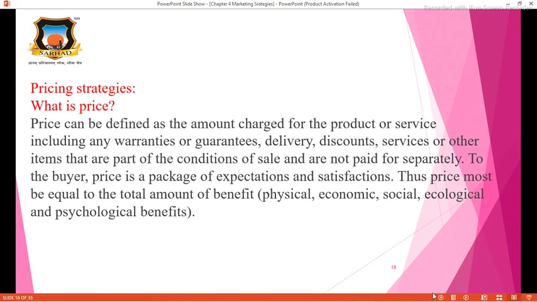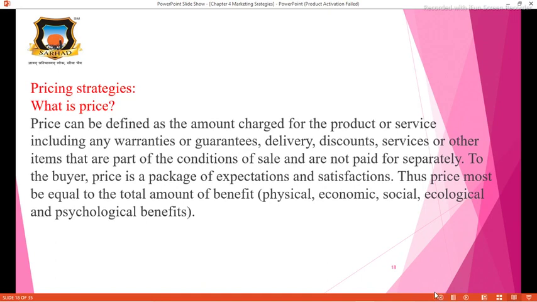We know pricing is the second P in the marketing mix. So let us discuss what a price is. Price can be defined as the amount charged for the product or service, including any warranties or guarantees, delivery, discount, services or other items that are part of a condition of sale and are not paid for separately. To the buyer, the price is a package of expectations and satisfaction. Thus, a price must be equal to the total amount of benefit, that is physical, economic, social, ecological and psychological benefits.